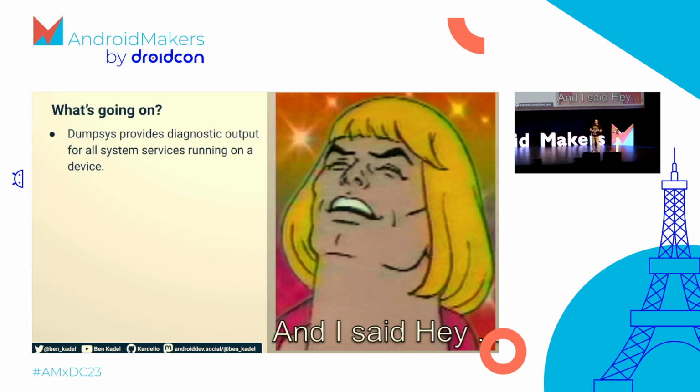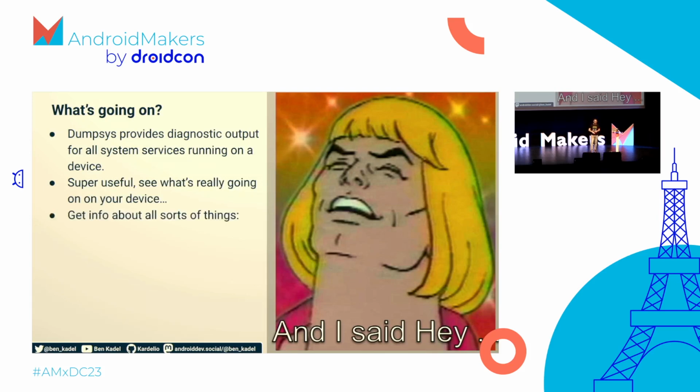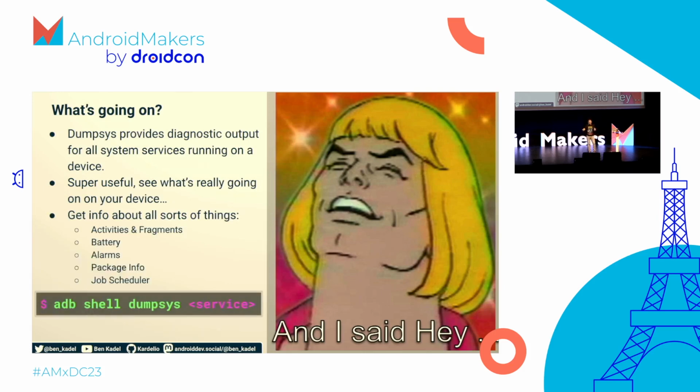Dumpsys is a tool that's essentially a diagnostic output for all system services on the device. Now, that is a huge ballpark to play in. It's incredibly useful and tells you everything, but what's important is it really tells you what's happening in your phone, the truth of it all, without having to guess. Tells you all sorts of things about running activities and fragments, battery, alarms that are set, package information, and so on and so on.